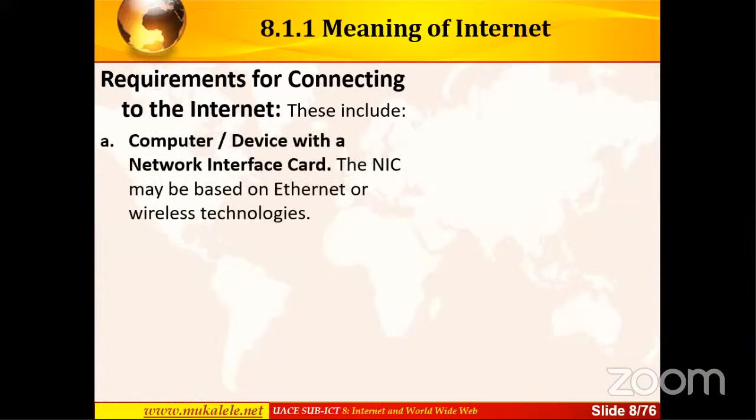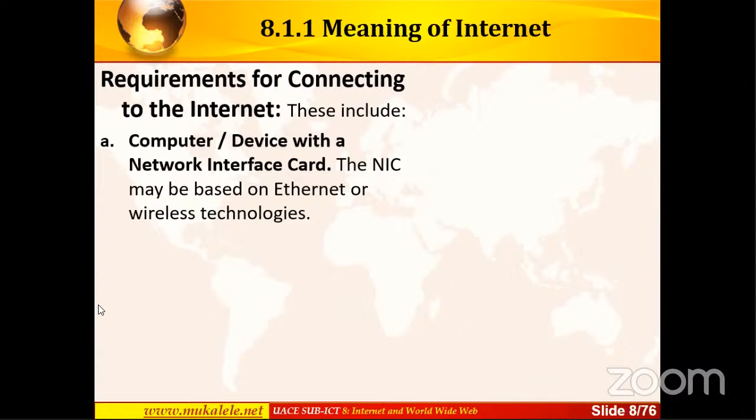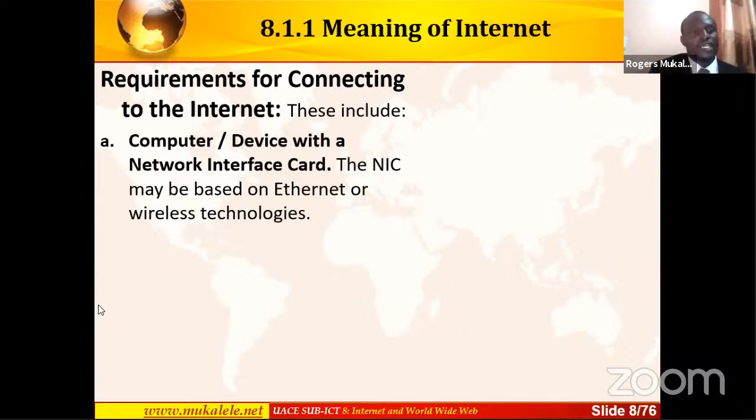You need a computer, first of all. For you to get connected to the internet, you need to have an enabled device. Even your phone is a computer. That device should have a way of interfacing with the internet. Some phones, like these small phones, don't have Wi-Fi capability. But some devices have a way of accessing, and other devices can even make a hotspot.